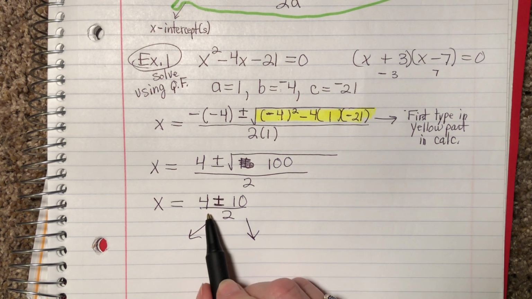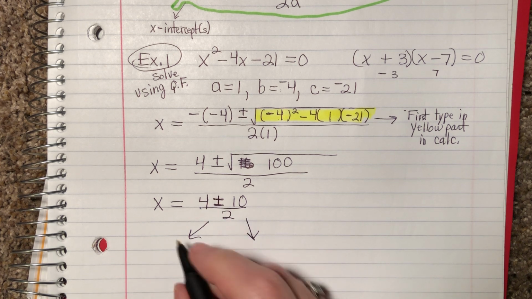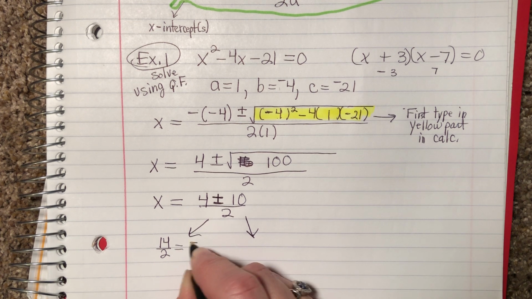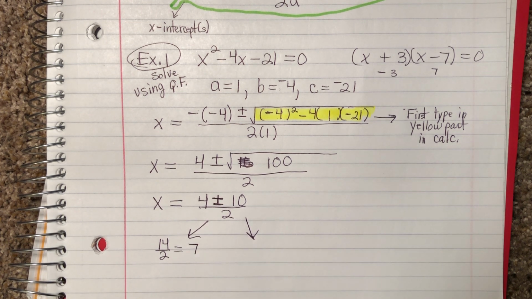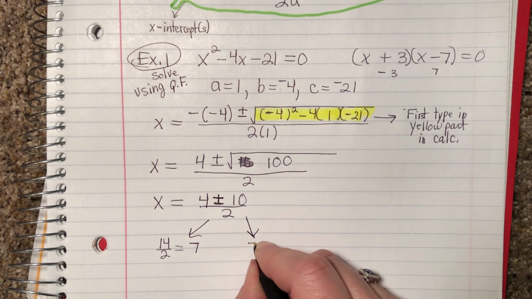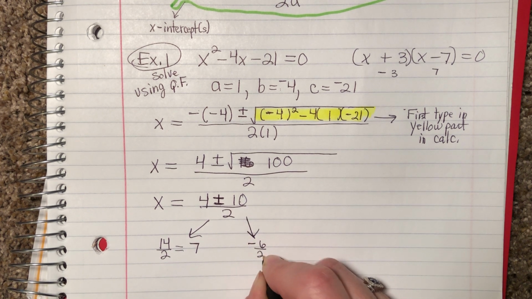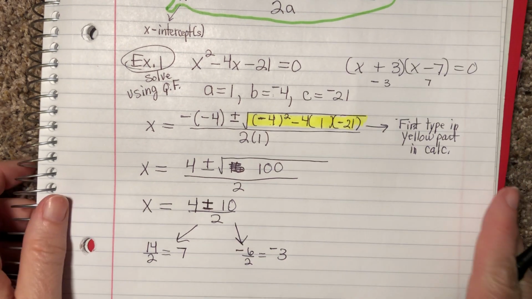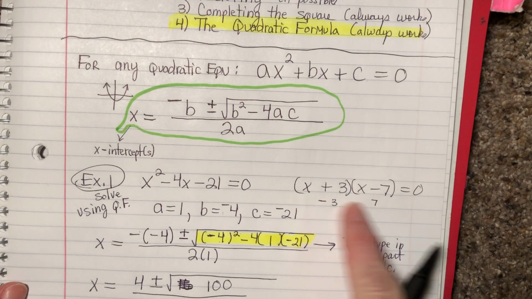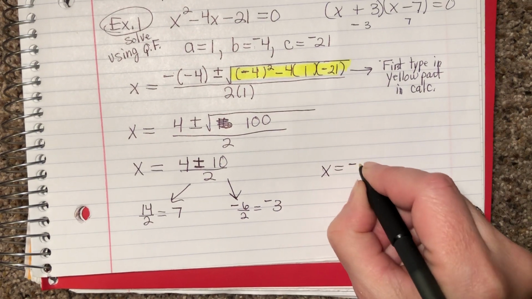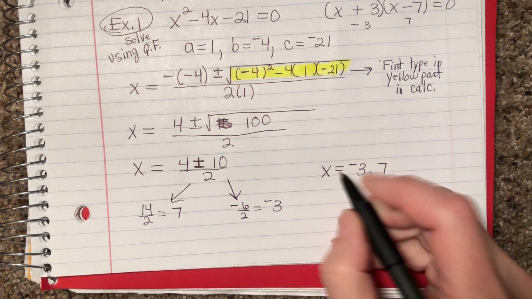So do the plus one first. 4 plus 10 is 14 halves, or 7. So that's one of them. And then 4 minus 10 is going to be negative 6 halves, or negative 3. And there, see, we've got our two numbers. So your answers are x equals negative 3 and 7.